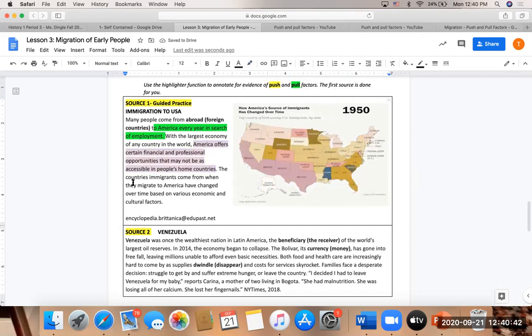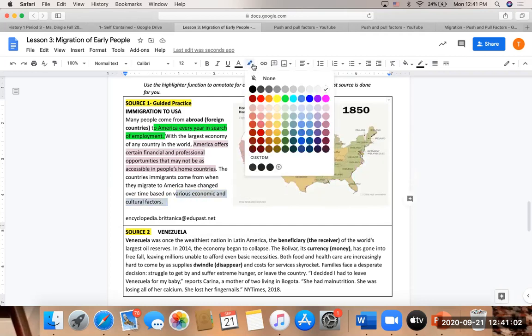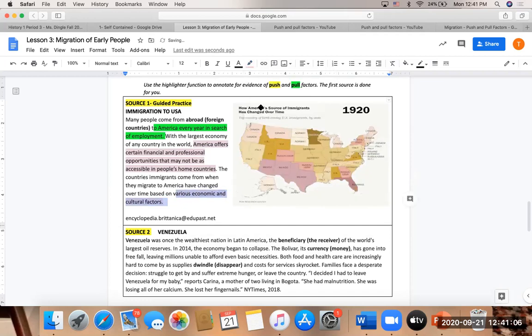The countries immigrants come from when they migrate to America have changed over time based on various economic and cultural factors. So we're not only migrating or being pulled into a certain place for one reason, it can be a various amount of reasons. I'm going to highlight that as well because I like that point to solidify my pull factors. If I'm not going to America for money, it can be for another reason, like cultural reasons.